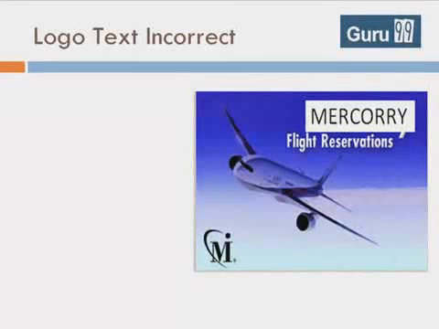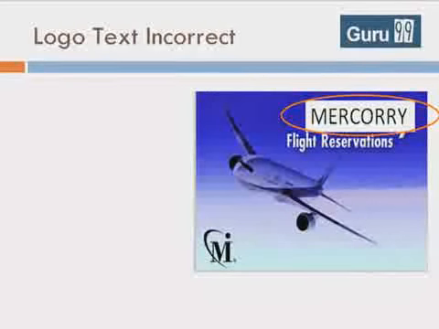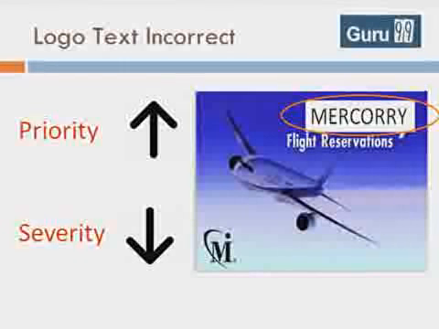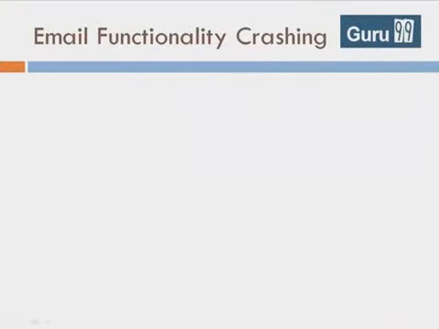For example, if there is an error in the text of the logo of the flight reservation application, its severity is low since it can be fixed very easily, and it does not affect any functionality of the system. But it needs to be fixed at high priority, since you do not want to ship out your product with the incorrect logo. Likewise, a defect could be high severity but low priority.